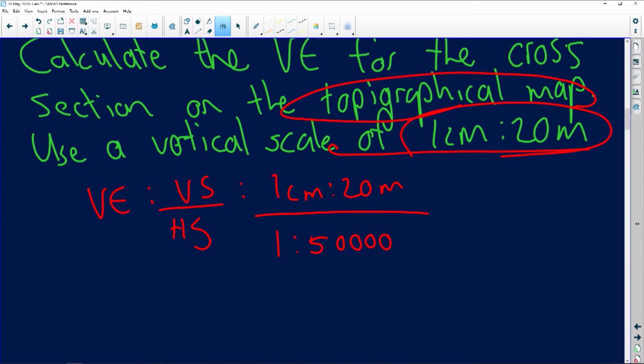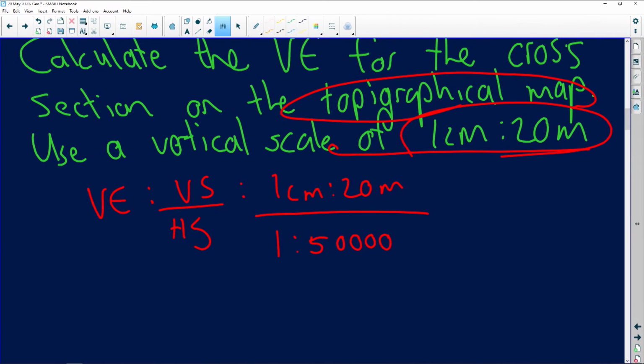But the next step is, our vertical scale is presented in meters, so we need to convert it to what now? To centimeters. If you look at our horizontal scale, what does that 1 to 50,000 mean? It means that 1 centimeter represents 50,000 centimeters. Our vertical scale represents 20 meters. So we need to convert our 20 meters to centimeters. That's simple. How many centimeters is there in a meter?